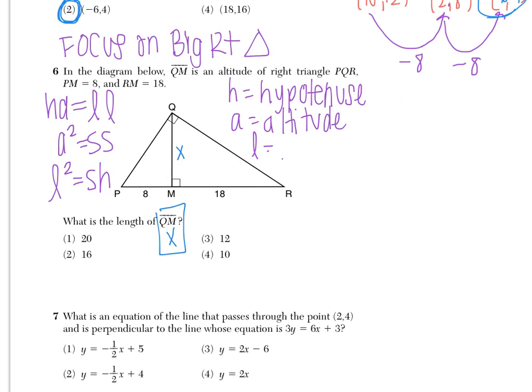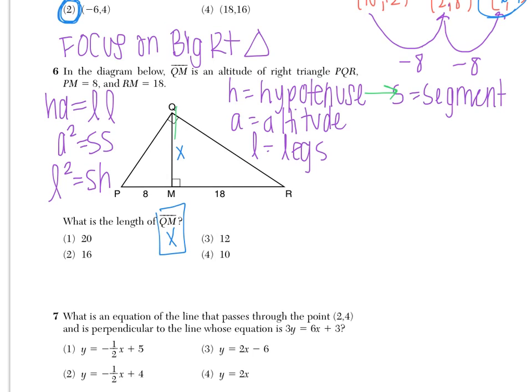L is the leg, or legs, I should say. And S stands for segment. Now the hypotenuse is what gets split up into segments. So what we like to do is go through and label on the diagram what we're given as H, A, L, and S, and also what we're looking for as either H, A, L, or S.